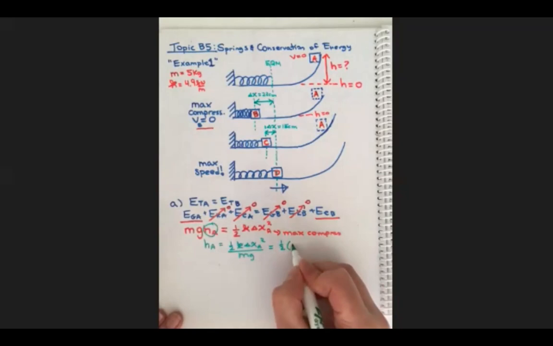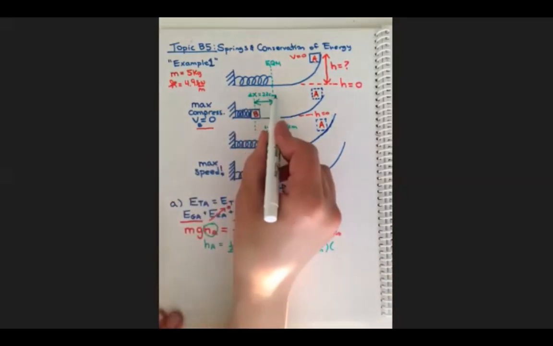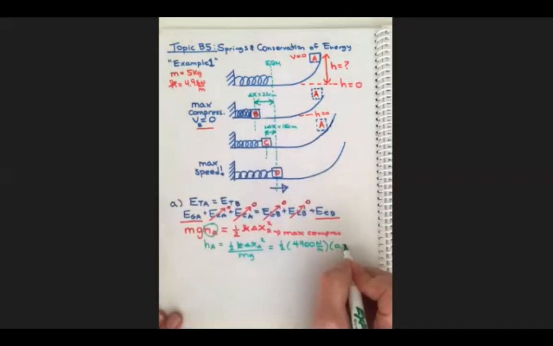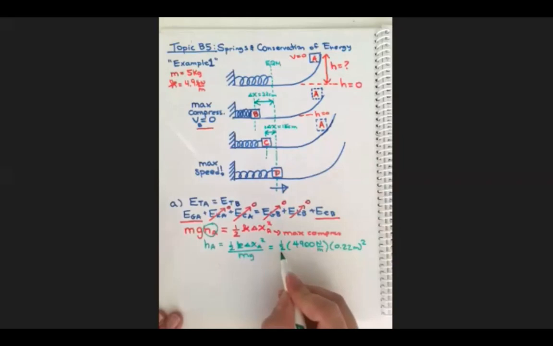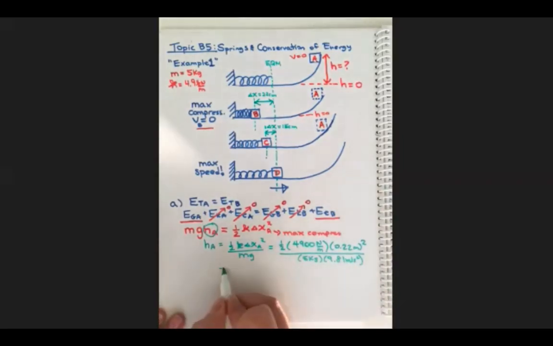Substituting in our values in SI units. Kilonewtons per meter is not SI units, so we have to turn it into newtons per meter, times 22 centimeters is also not SI units, so we have to turn that into meters, divided by 5 kilograms times 9.81 meters per second squared. And for our height, we get 2.4175 meters at A, and rounding to 2 significant figures would be 2.4 meters.